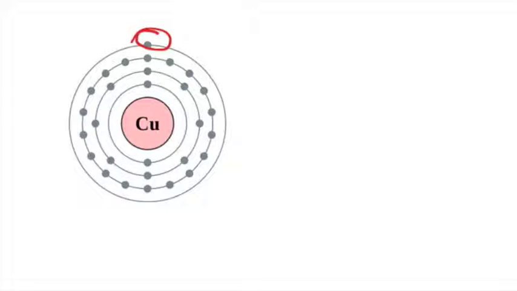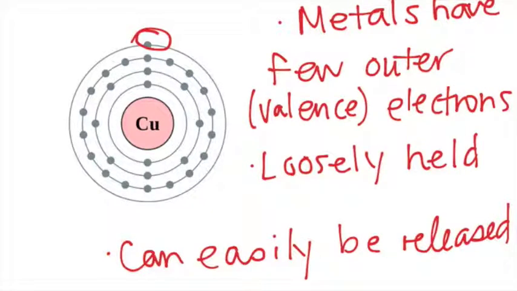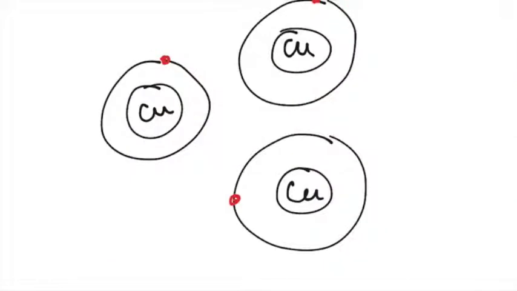That's a very stable configuration for the electrons. So essentially what you need to know is that metals have very few electrons in their outermost level, and those can easily be released, and then they can travel through the metal in a way that I'm going to explain right now. Here I've drawn three very simplified versions of copper atoms, and you'll see that I've only drawn the outer electron since that's the one we're most interested in.